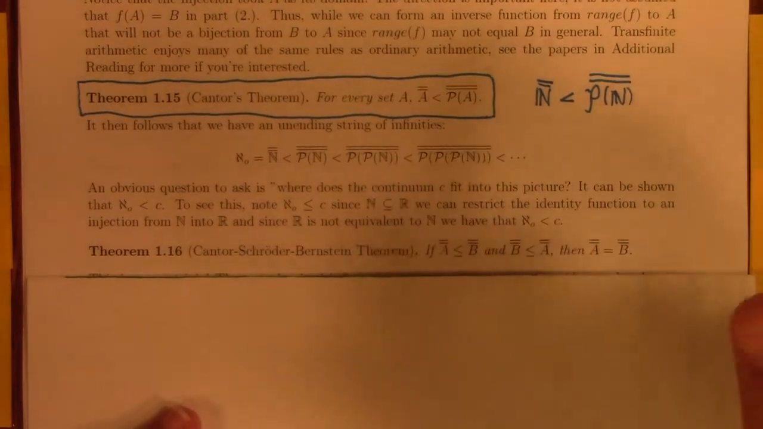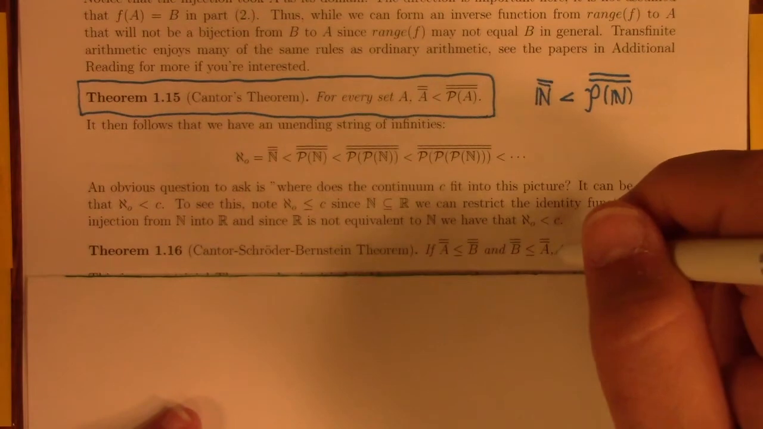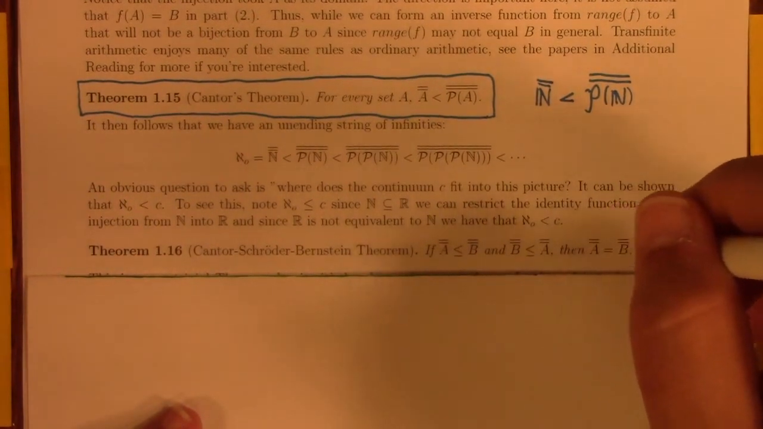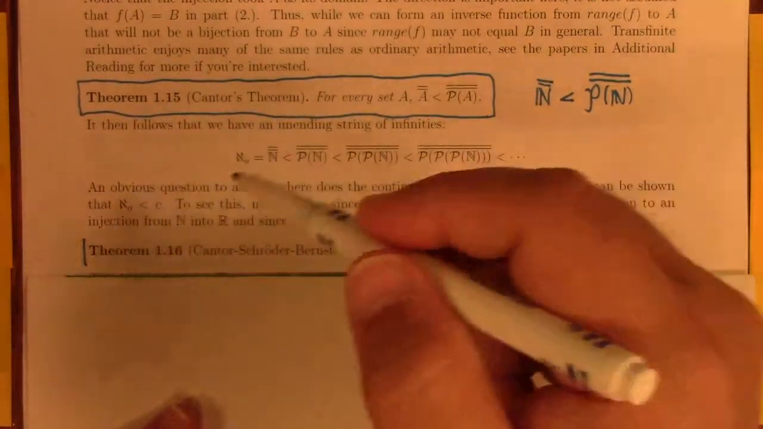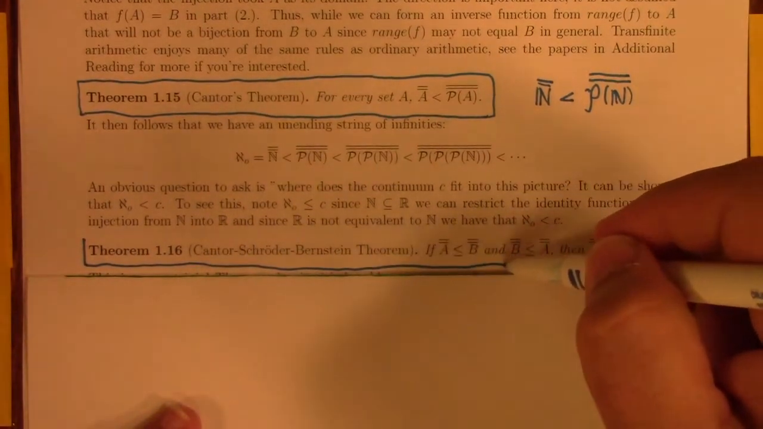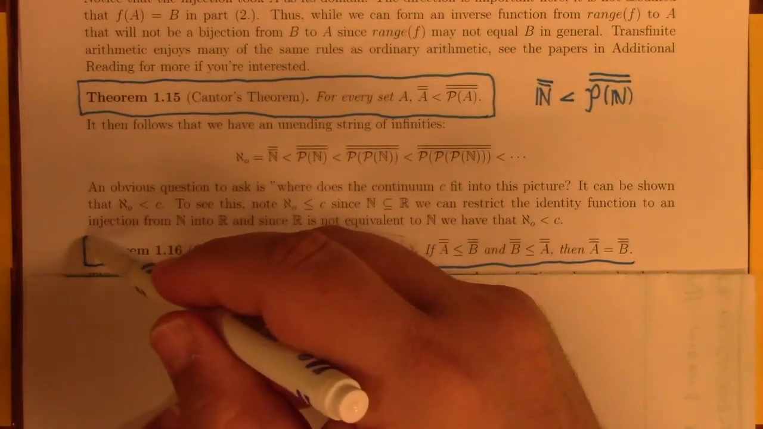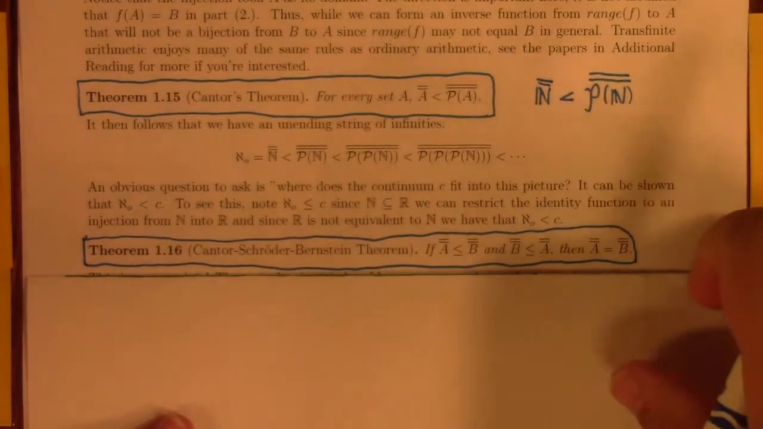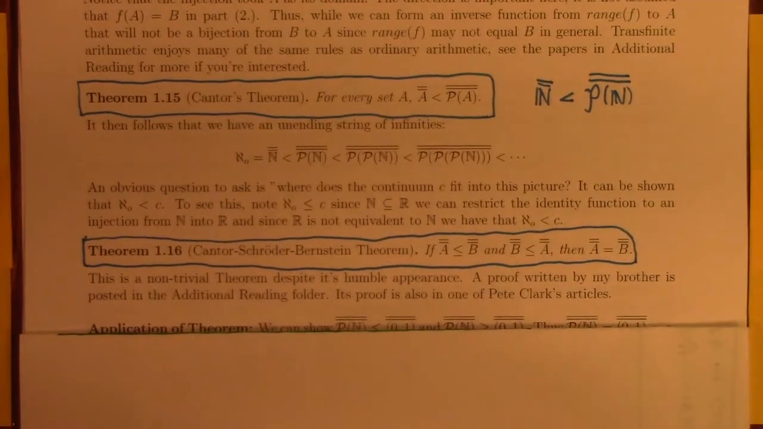But the Cantor-Schroeder-Bernstein theorem says that if the cardinality of A is less than or equal to the cardinality of B, and the cardinality of B is less than or equal to the cardinality of A, then their cardinalities are equal, right? And remember what that means. That means that the set A and the set B are equivalent. All right. So this is a non-trivial theorem.